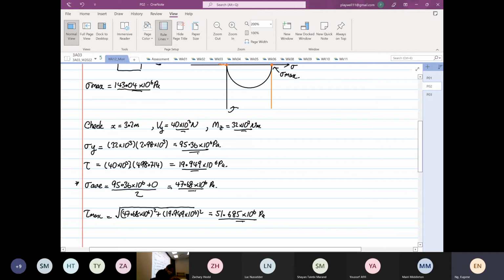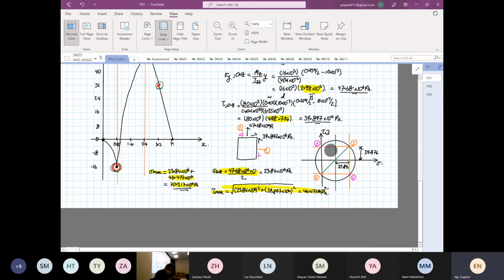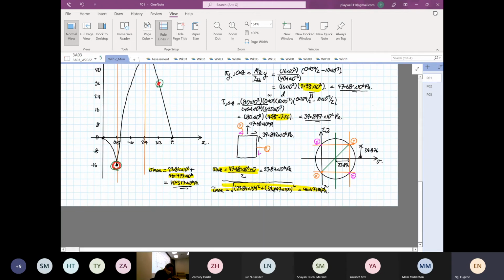So these two steps that I've done are exactly the same as the previous two steps over here that I highlighted in yellow. Okay, so these steps, they're exactly the same.